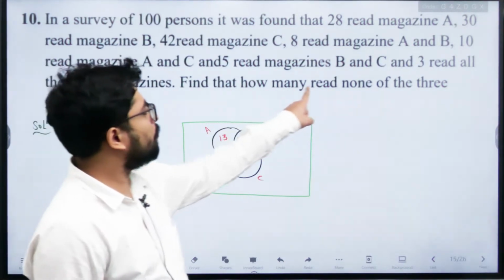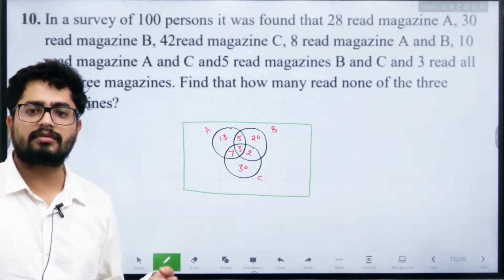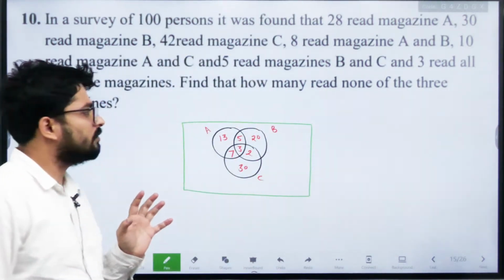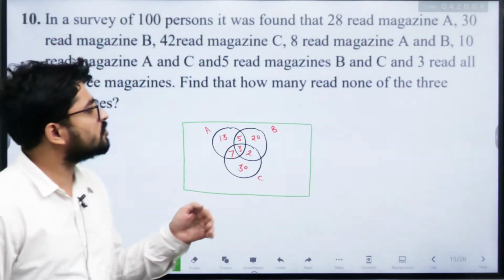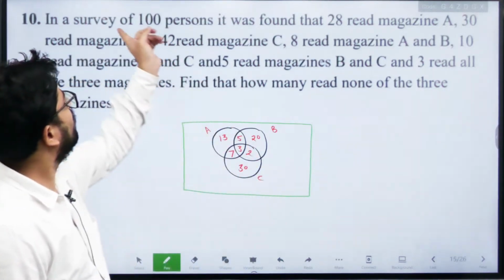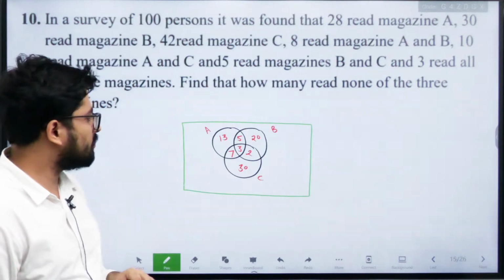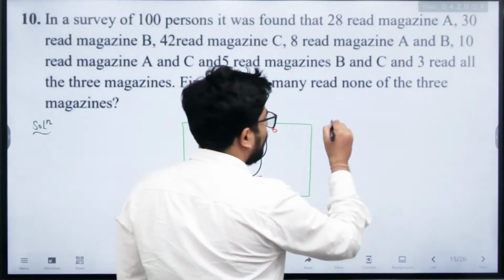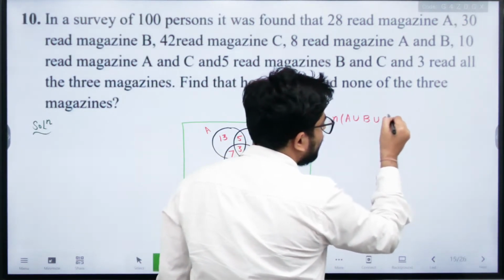Now you have to find how many read none of the 3 magazines. So it means you have to first of all calculate the number of persons who read at least one of the magazines, and then subtract this data from the total number of persons in your survey. So first of all calculate n of A union B union C.